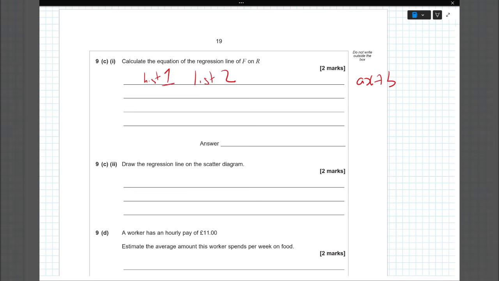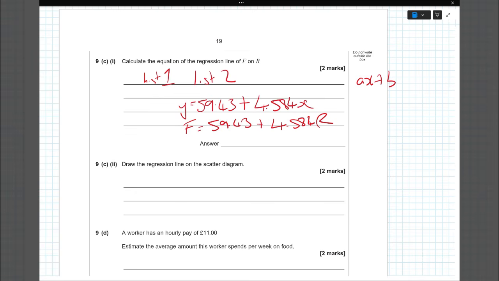For our graph, it's going to be y equals 59.43 plus 4.584x. Alternatively, you could say F equals 59.43 plus 4.584r. So that's your regression line.